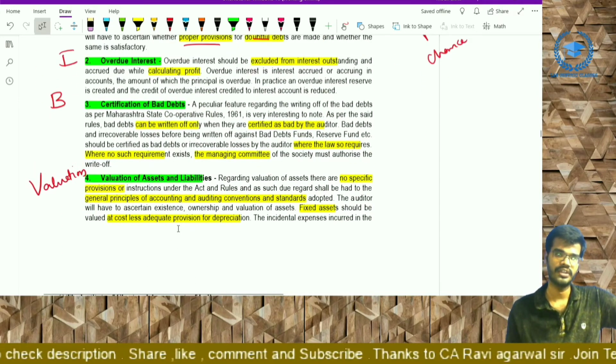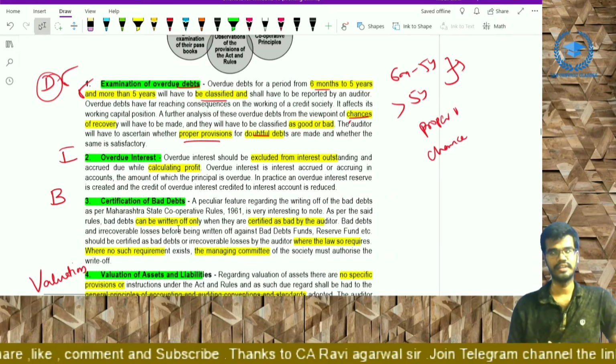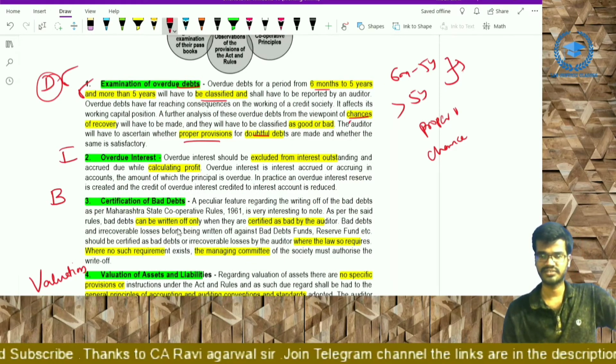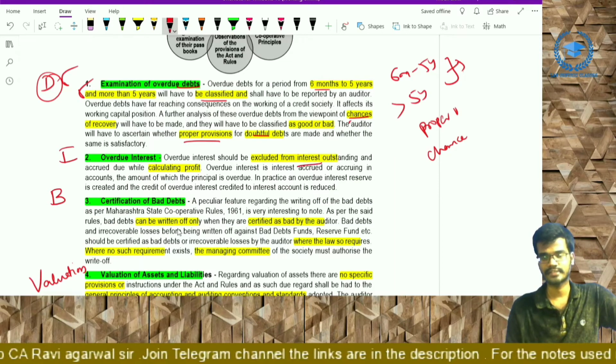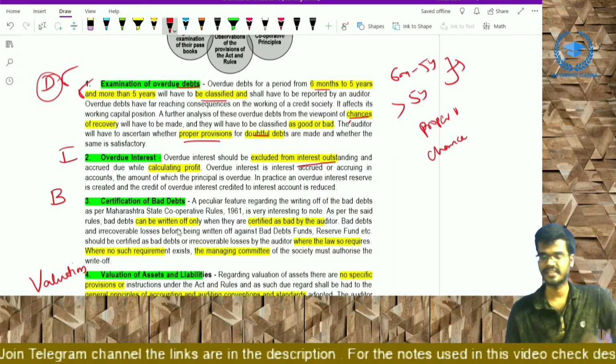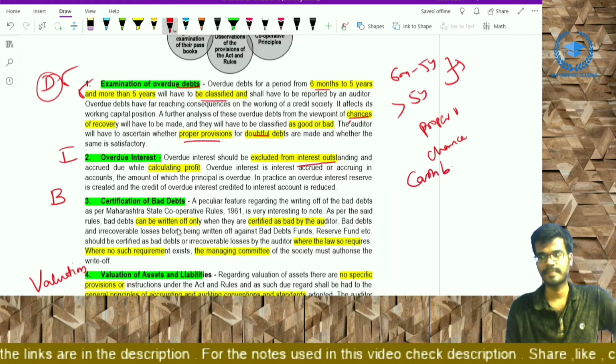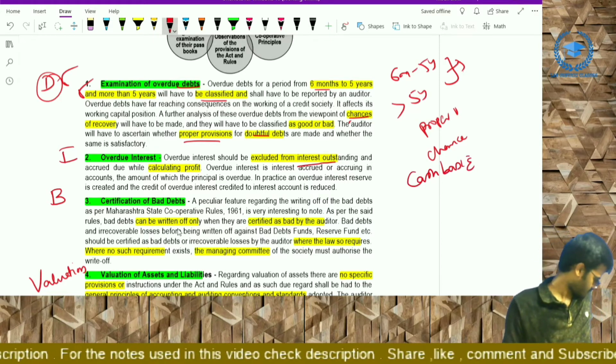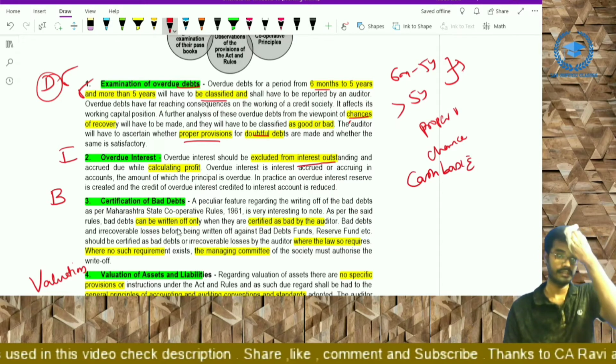And coming to the overdue interest point, what is the overdue interest? It means the overdue interest shall not be considered as interest outstanding for calculating profits. That means it shall be considered only on cash basis, right? It shall be considered only on cash basis.